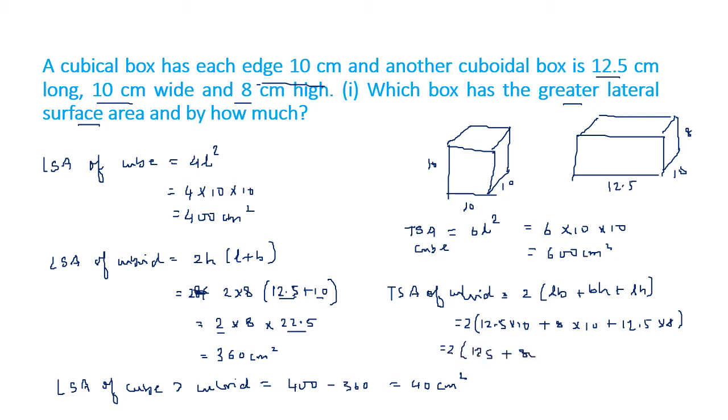125 plus 80 plus 100. It is twice 180 plus 125, 305, which gives us 610 centimeter square. So LSA of cube was more, but here TSA of cuboid is more. By how much? By 10 centimeter square. So when you compare shapes, you may get some which are bigger and some which are lesser.